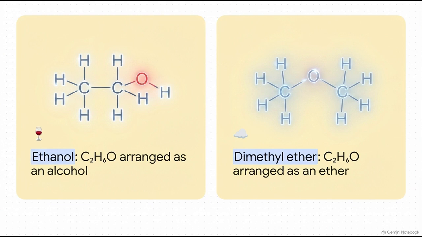But if you take those exact same 2 carbons, 6 hydrogens, and 1 oxygen and rearrange them into our second structure, wow! Now the oxygen is sandwiched right in the middle between the 2 carbons. This forms dimethyl ether. It's no longer an alcohol at all. It belongs to the ether family. Dimethyl ether is actually a gas at room temperature and is used as an aerosol propellant. Same exact formula, 2 vastly different substances, all because of the functional group.